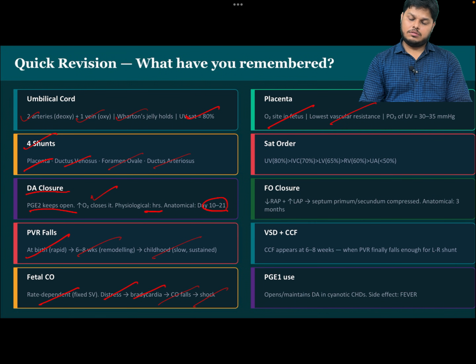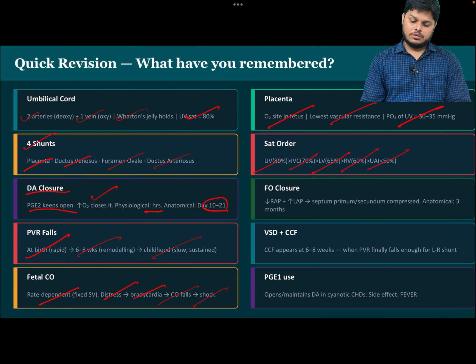Lowest vascular resistance, done. PO2 of the umbilical vein 30 to 35. We read it. Saturation order, close your eyes and say: umbilical vein, inferior vena cava, left ventricle, right ventricle, umbilical artery, less than 50%.